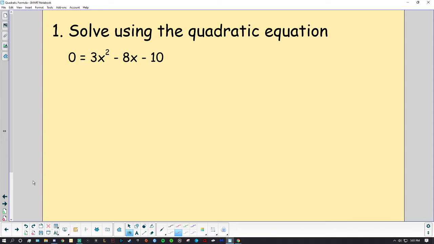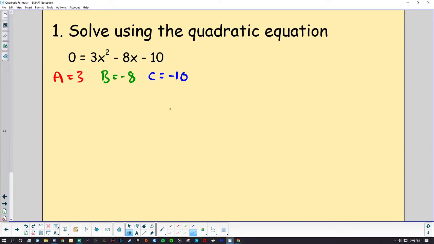Awesome. We're masters of finding our A, B, and C values. You are 100% correct. Our A value is 3. Our B value is negative 8. And our C value is negative 10. Awesome job. Okay, so next, I want you to take a second and substitute your A, B, and C value into your quadratic equation. Go.